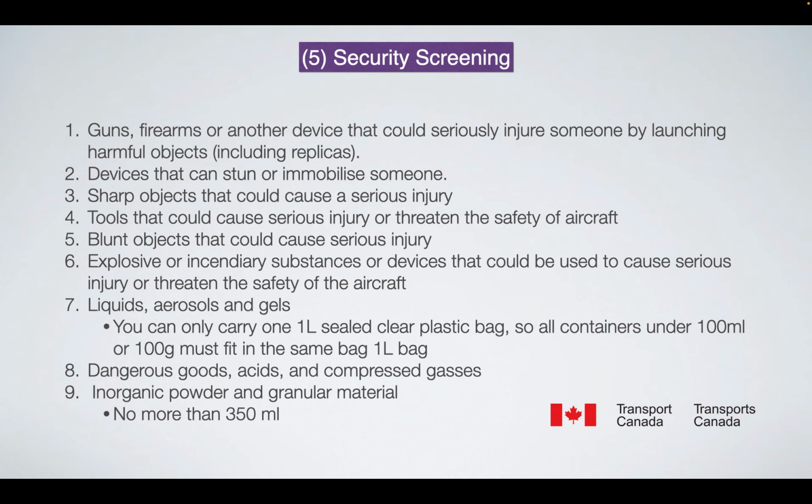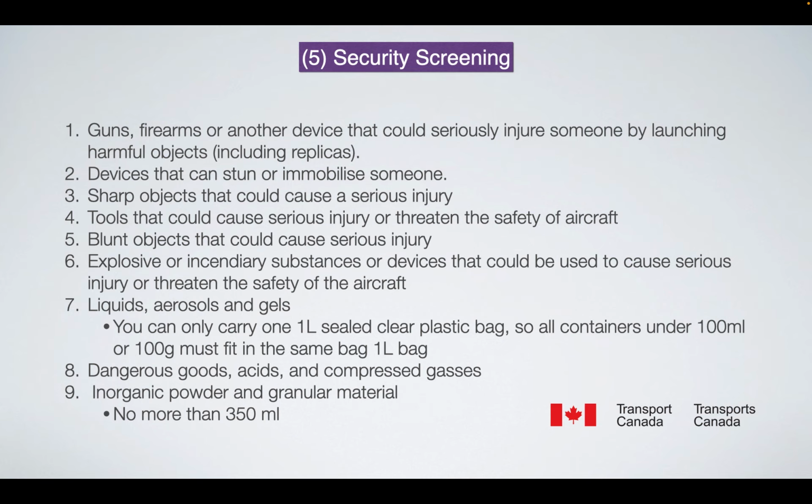Okay, so here's the official list from Transport Canada. Basically weapons, things that could stun or immobilize someone, sharp objects that could cause serious injury, tools that could cause injury either to a person or to the aircraft itself. So this includes pocket knives and those kinds of things, which you might have on you. I once had a pocket knife taken away. Blunt objects that could cause serious injury, so this would be more like a bat or a baton. Anything explosive, obviously.